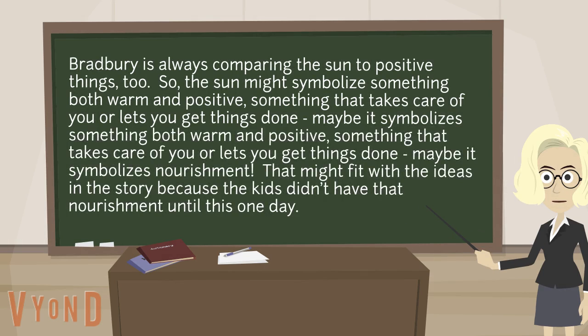So let's see. Bradbury is always comparing the sun to positive things. First small things, like crayons, then bigger things, like a warm iron. A lot of the comparisons are warm things, too. So the sun might symbolize something both warm and positive, something that takes care of you or lets you get things done. Maybe it symbolizes nourishment. That might fit with the ideas in the story because the kids didn't have that nourishment until this one day.